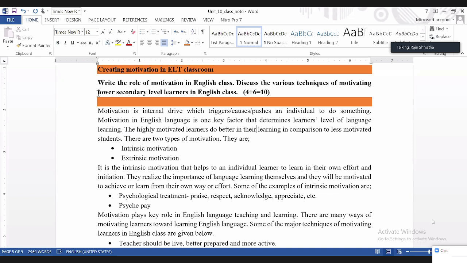Motivation's role, briefly: highly motivated learners do better in learning. This is the role. And it is intrinsic motivation that helps an individual to learn through their own effort and initiation. They realize the importance of language learning themselves, and they will be motivated to achieve or learn in their own way or effort. Intrinsic motivation plays a key role in English language teaching and learning.